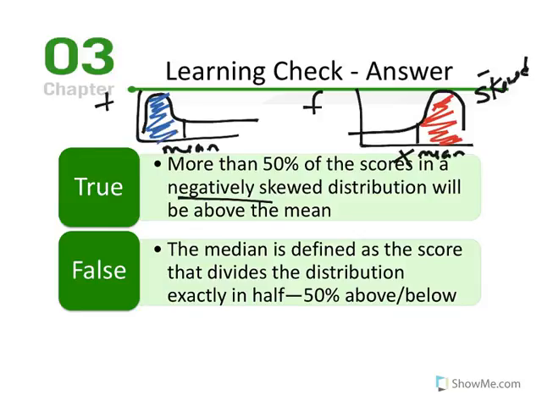Here we would see that we have more than 50% below that value. So again, when we're talking about the number of scores, we don't expect the mean to separate an equal number of scores above and below. It's the distance from that center value. And the median is defined as a score that divides the distribution exactly in half, with 50% above and 50% below. So again, focus on the words that are being used. Are we talking about scores? Are we talking about distance? Are we referring to the mean or the median?